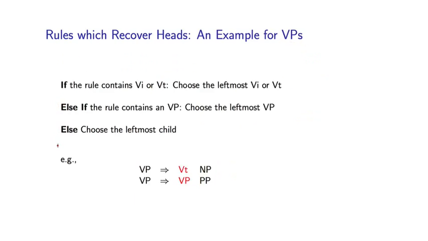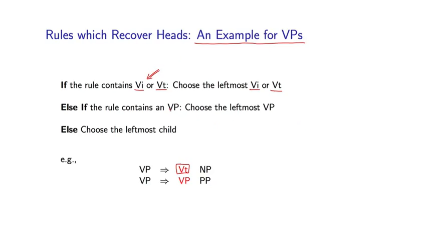Here's a second example. This is an example for verb phrases, specifying a set of rules which recover the heads of verb phrases. And they're rather similar to what I showed you before. The first rule says that if the rule contains an intransitive verb or a transitive verb, choose the leftmost VI or VT. So that would be this here. In fact, we'd probably be careful to specify all verb categories here. There might be several different subcategories of verb.